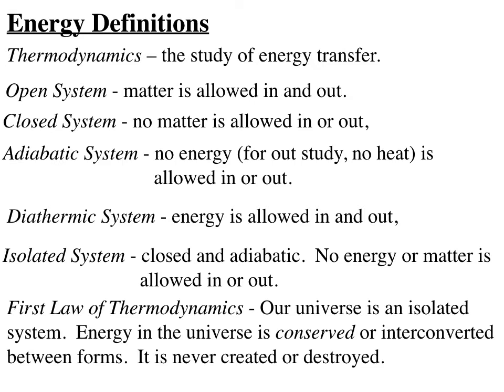Now, let's define what we call thermodynamics. That is the study of energy flow between objects. And we have what we know as the first law of thermodynamics. That is that our universe is an isolated system, and an isolated system means it's closed and adiabatic. It means that there is no energy allowed in or out of our universe. And what it's saying is that energy is conserved in our universe and is only interconverted between various forms.